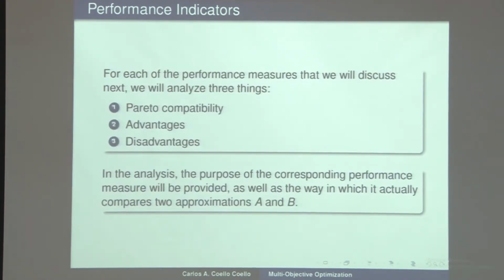Okay, so for each of the performance measures we're going to analyze, we were going to see three things. Pareto compatibility, and this is important for theoretical reasons, and then something more pragmatic, the advantages and disadvantages. The purpose here is to see how the performance indicator compares to approximations.